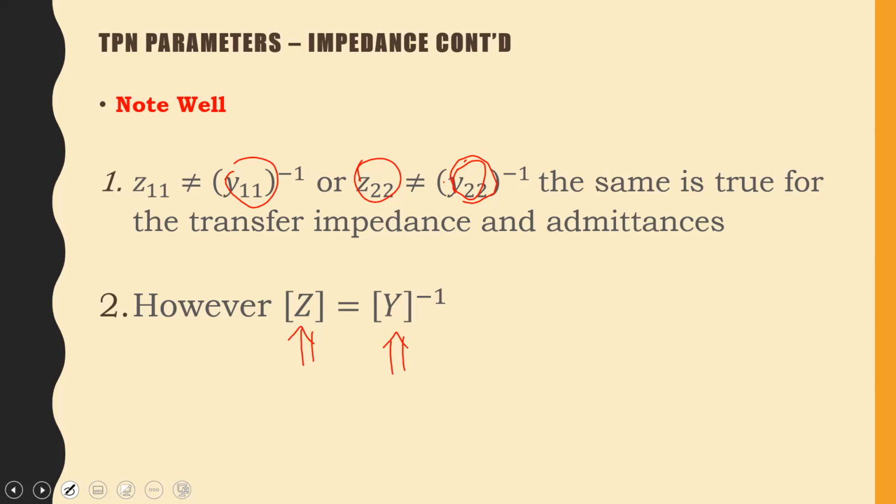So please, we have done quite a bit this afternoon. It may not feel that way, but we actually have. So next time we meet, I will be looking at the hybrid and the transmission parameters. And then after that, we look at how we interconnect networks and how we derive the overall operation of interconnected networks. All right, so that's it from me for today.